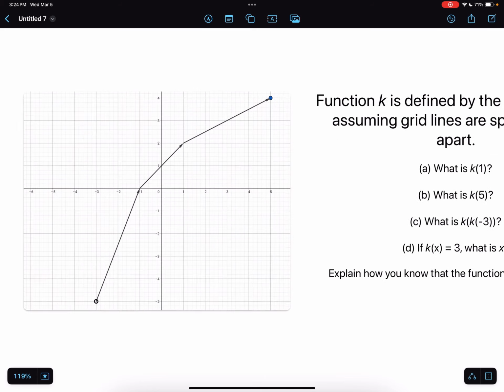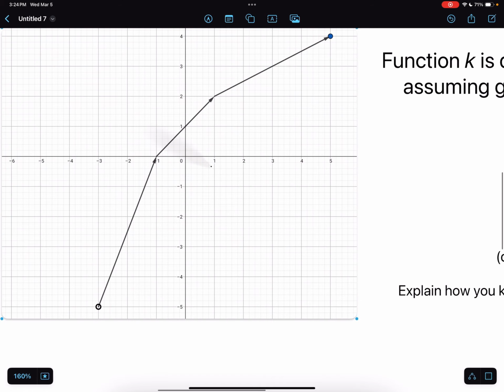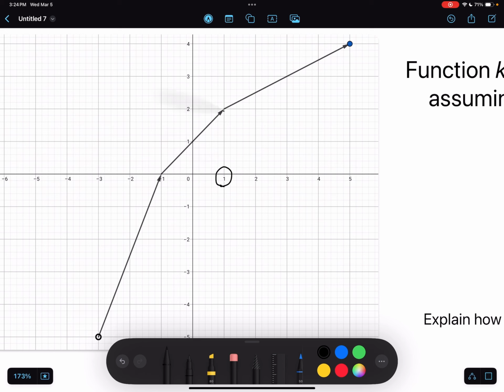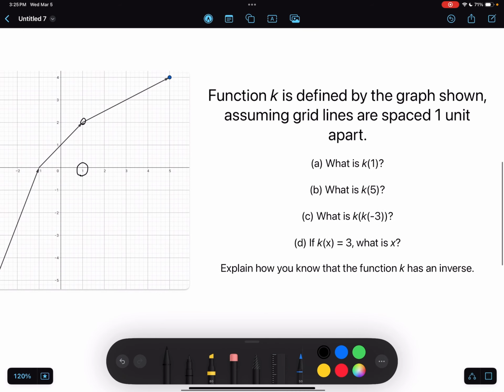So if 1 is the input, we look on the graph and find the 1 here, on the x-axis. Then we find which point on the graph of the function this corresponds to. We can see up here, this point, y equals 2, corresponds to x equals 1 on the graph of function k. So k of 1 is simply 2.